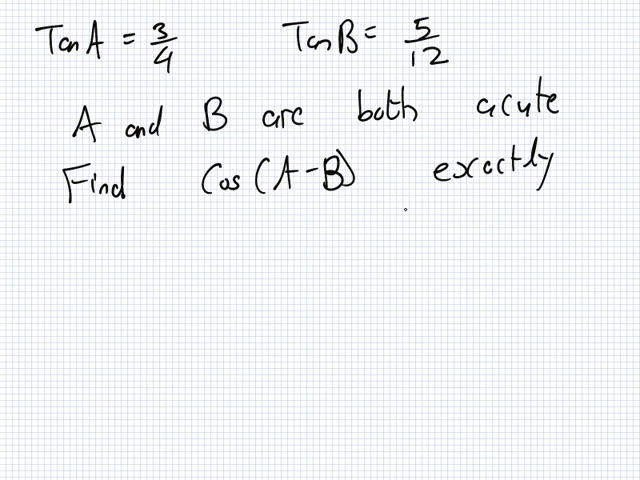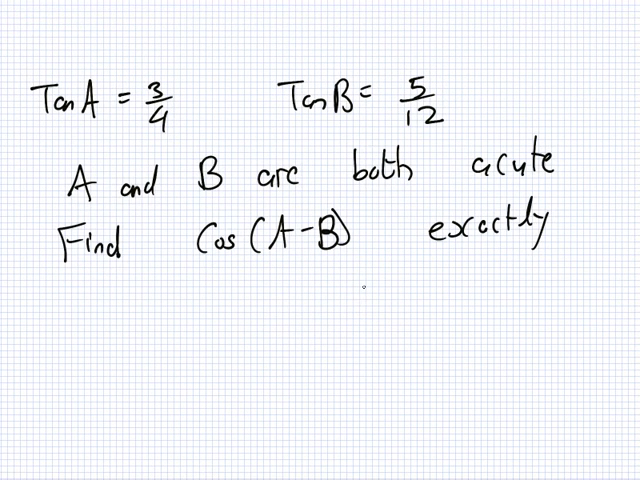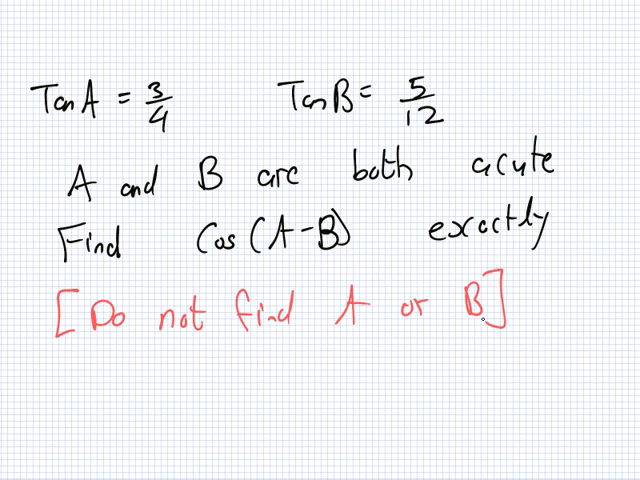Just before I start, what they don't want in the exam is this. True, you could find A here, and true, you could find B here, and put both of them into this, but that's not the way they want you to do it. In the exam, they might even say in the question, do not find A or B. Which seems a bit odd, because if this was a physics question, it'd be perfectly fine to get angle A and angle B and then get cos(A minus B), but not for maths. So how can we do this?